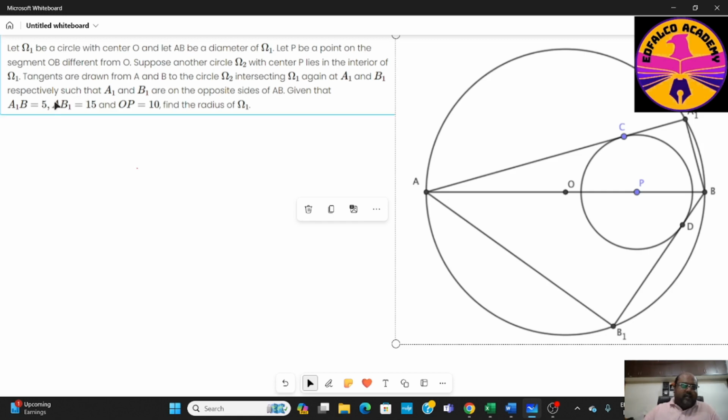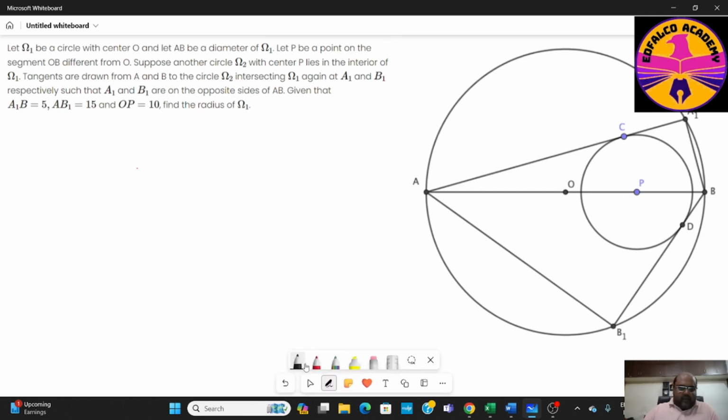Then it says that respectively, A1 and B1 are on the opposite sides of A and B. So we can see that A1 and B1 are on the opposite sides of A and B. Now A1B is given as 5. So this is your A1B, this is given as 5. And then AB1 is given as 15. This is given as 15, right?